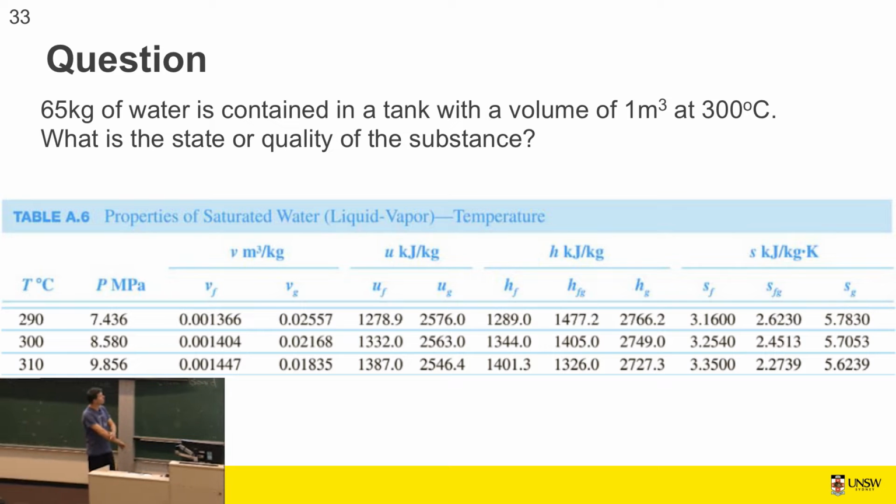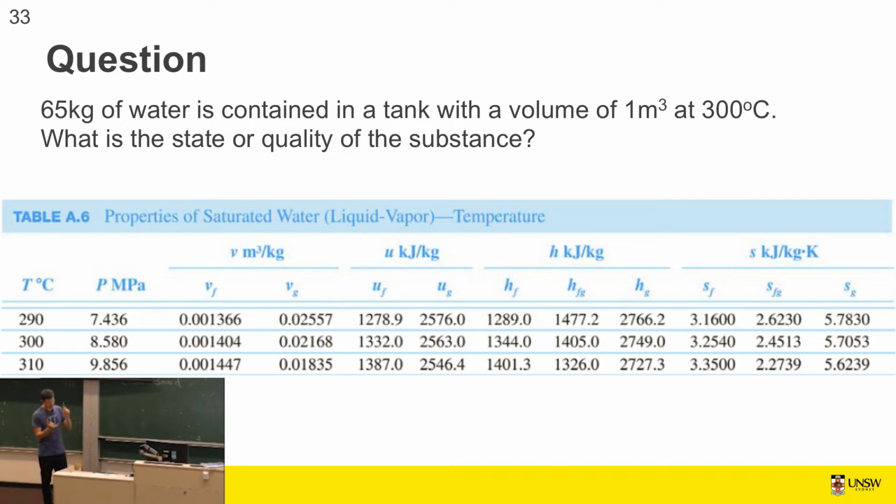So here's an example of a question. 65 kilograms of water is contained in a tank with a volume of 1 meter cubed at 300 degrees C. So you've got an overall volume, you've got a temperature, and you've got a mass. So mass and volume, you've got a specific volume, and you've got a temperature. So these are two independent intrinsic properties, so that we have affirmatively defined the state of the substance. And the question is, what's the state of the substance? What's the quality of the substance? So that's the question we'll move to after we've talked a little bit about quality.